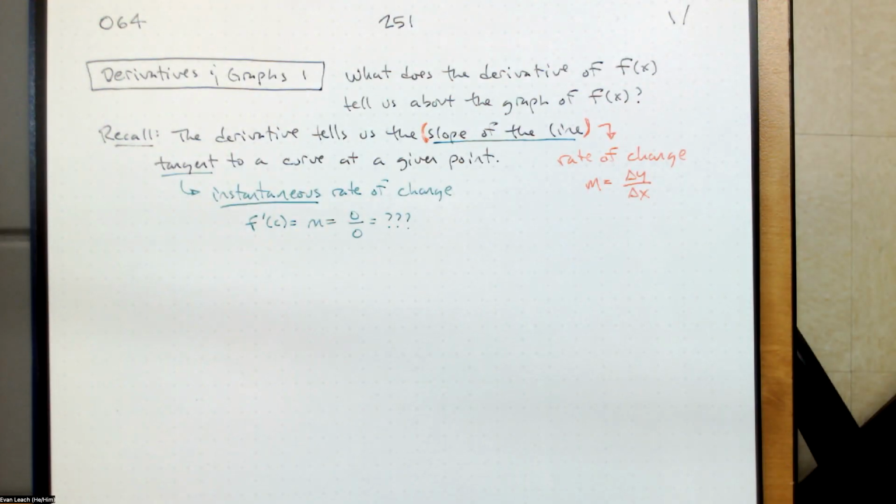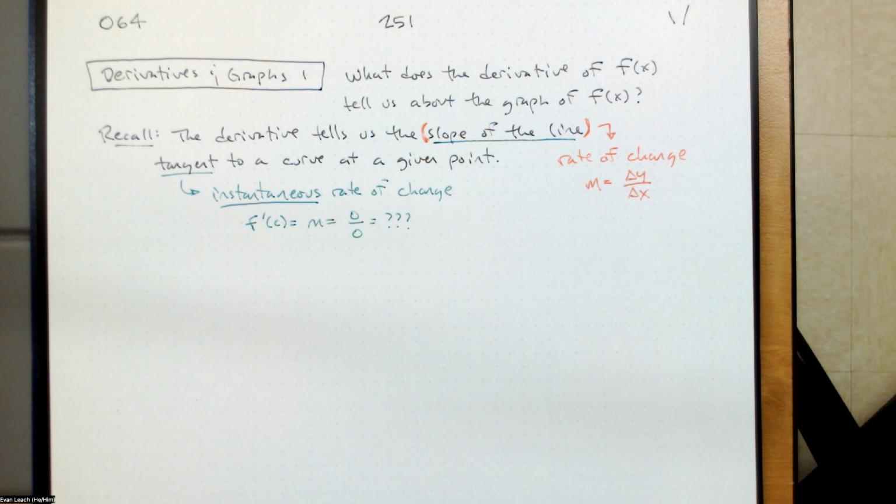Today, we want to talk about the relationship between the derivative of a function and the graph of a function. We know that the derivative of a function tells us the slope of the line tangent to the curve at a given point. That's the origin story of the derivative. That's where the derivative came from.